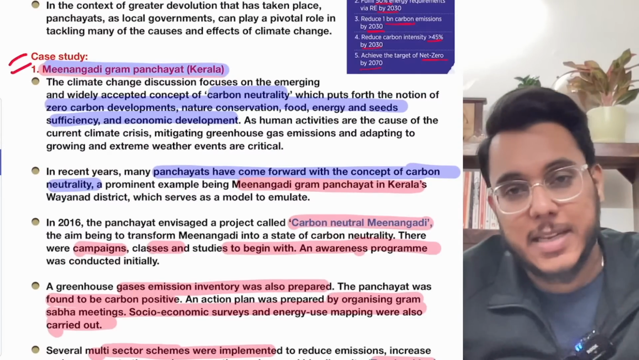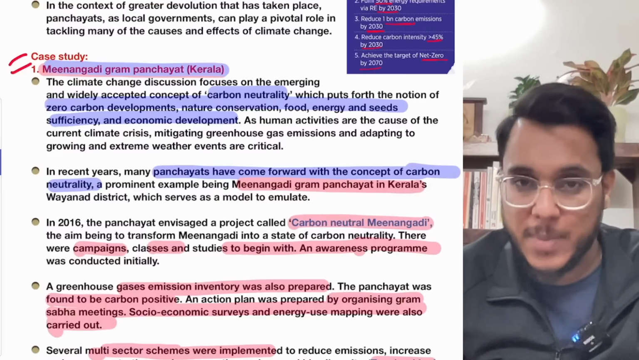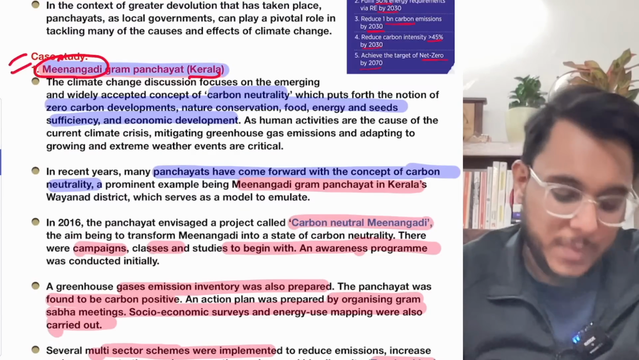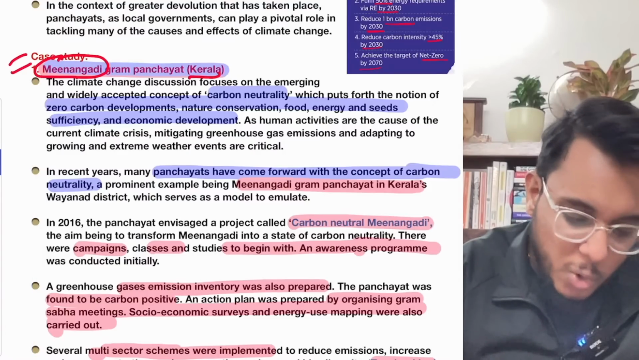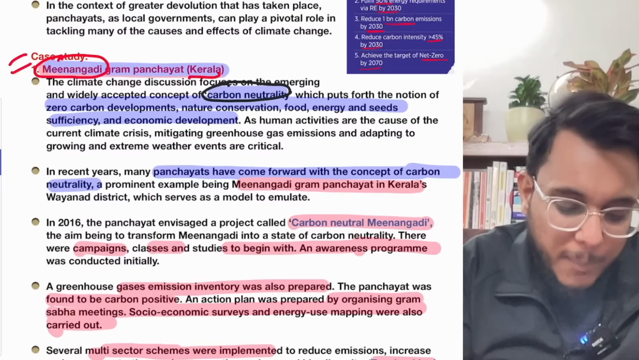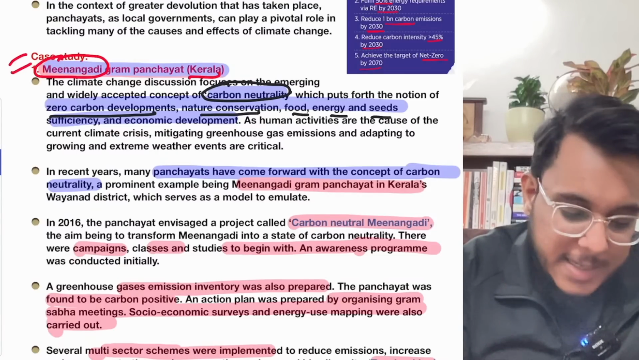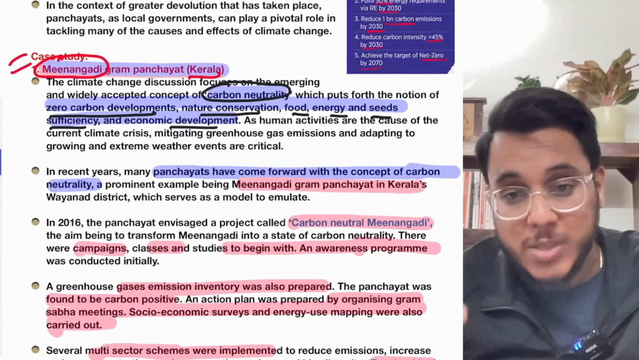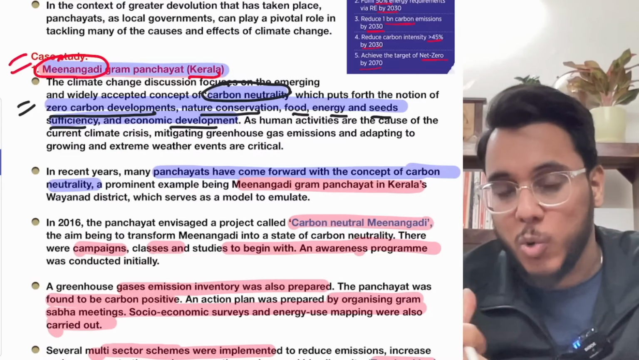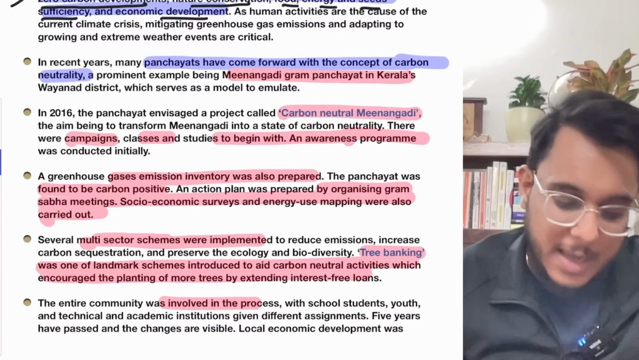Now, there are certain case studies of panchayats across India that have played a very important role in climate mitigation. The first example given is of Menangadi Gram Panchayat of Kerala. This Gram Panchayat took the goal of carbon neutrality, and they said they will move towards zero carbon development, nature conservation, food, energy and seed self-sufficiency, and economic development. These goals are very forward looking.